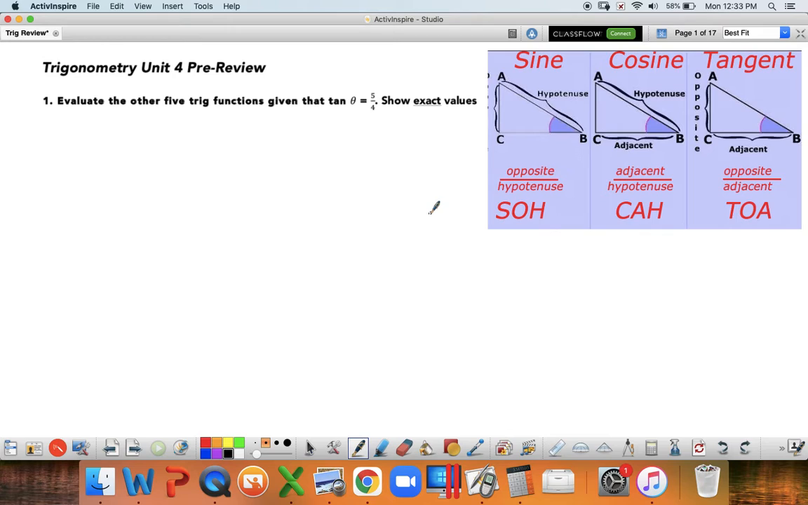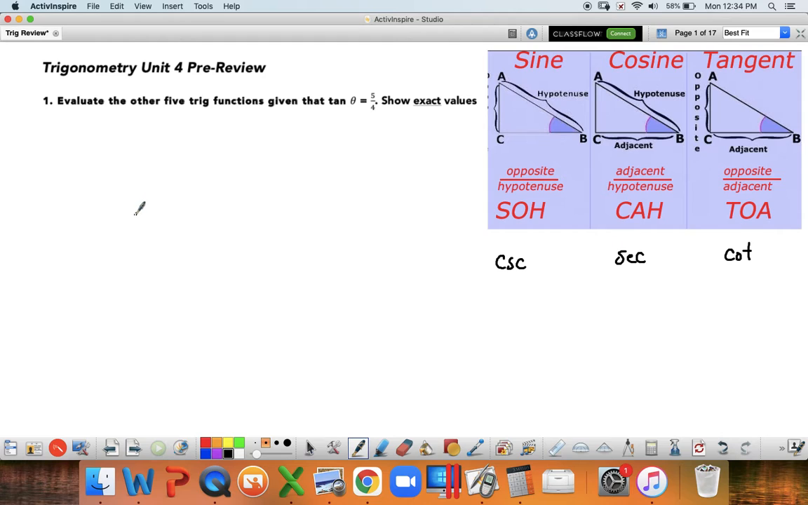So the very first question says to evaluate the other 5. Yes, there are 6 trig functions, if we remember them all. I've listed out SOHCAHTOA over here on the right. The one that partners with sine is cosecant, and that's going to be the inverse, so it's going to be hypotenuse over opposite. Cosine partners with secant, and that's going to be hypotenuse over adjacent. And then the one that partners with tangent is cotangent, and that's going to be adjacent over opposite.